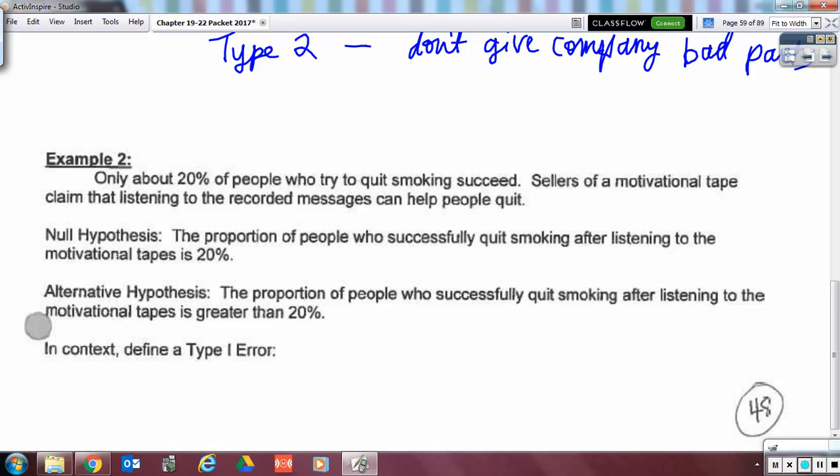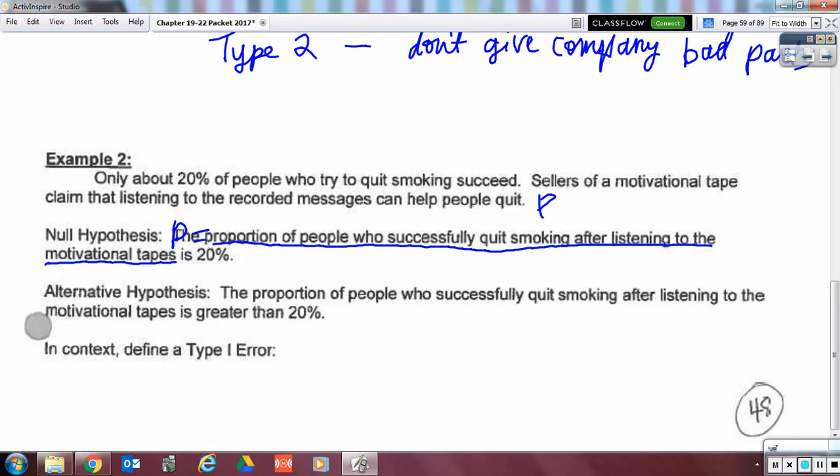Here we go. Example 2. Only about 20% of people who try to quit smoking actually succeed. So is this a mean or proportion problem? Okay, so P is the proportion of people who actually quit smoking that watch the motivational tape. The proportion P equals the proportion of people who successfully quit smoking, and we're going to introduce a motivational tape here and have them do that. So sellers of a motivational tape claim that listening to the recorded message can help people quit.